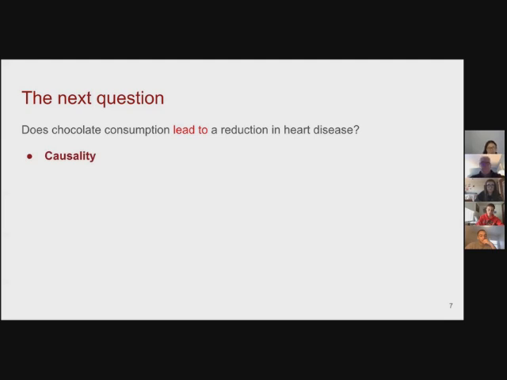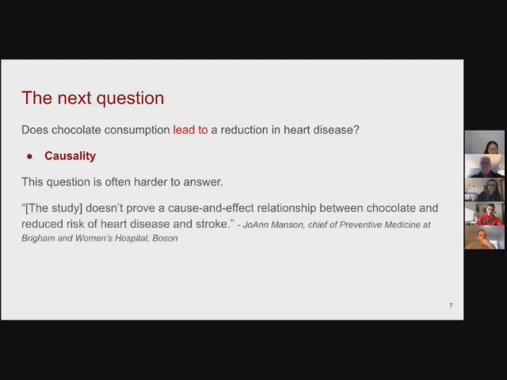But regardless, this "lead to" term is referring to causality or causation, okay? This question is often much harder to answer. And let me show you one quote from it. The study doesn't prove a cause and effect relationship between chocolate and reduced risk of heart disease and stroke, okay? And this is really just a conclusion, but throughout the course, especially early on right now, we're going to talk about how the study was conducted and how that can affect whether we are able to draw a conclusion of association, and in what scenario we're able to draw a conclusion of causation, okay? But at this point, make sure that you know they're different.